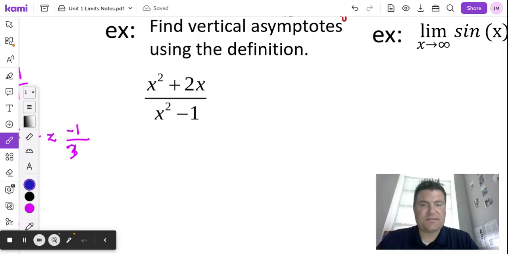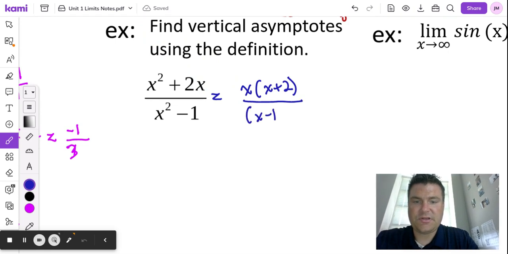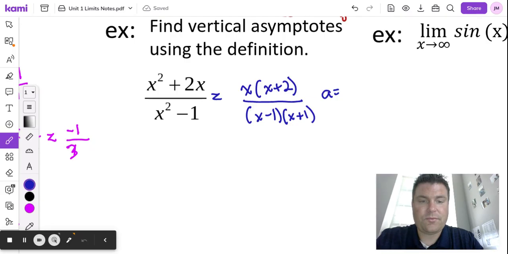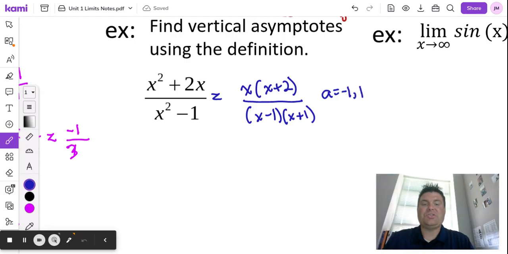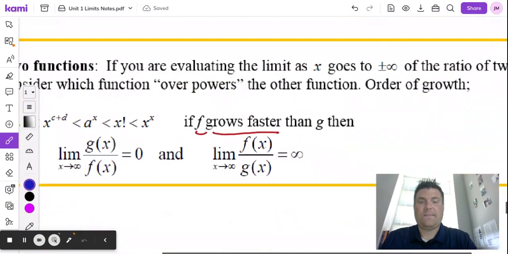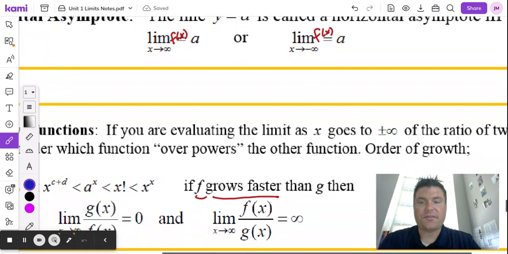You can look at this upon inspection. You can factor this, and you can clearly see that this is equal to x plus 2 all over x minus 1, x plus 1. And you can clearly tell we have vertical asymptotes at -1 and +1. Now, I do want to get this checked by using a definition. So the definition is up here on the top there. We just need to take these a values and show one or the other, to the right or to the left.